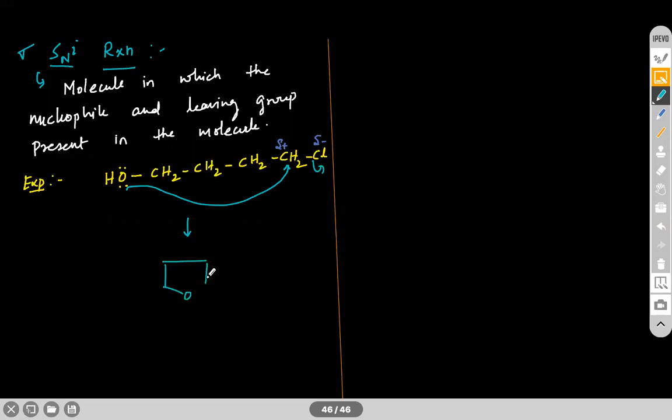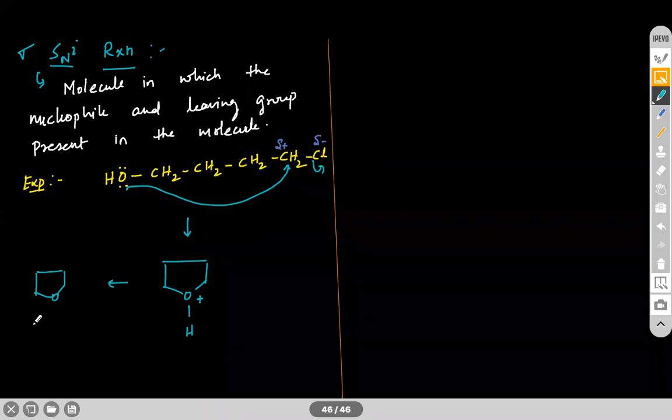in which the oxygen is present in the ring itself. This H will be here, this hydrogen, and O will have the positive charge since it donates its electron to this carbon atom. Now to stabilize this positive charge on oxygen, H plus comes out and we get this molecule. This is the product of this compound. Okay, so we can have OH here.